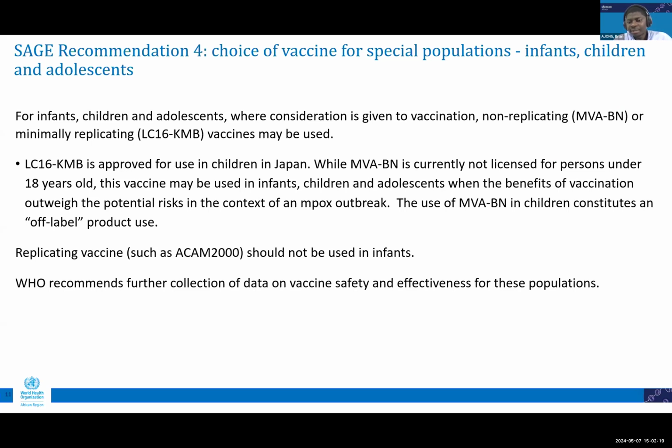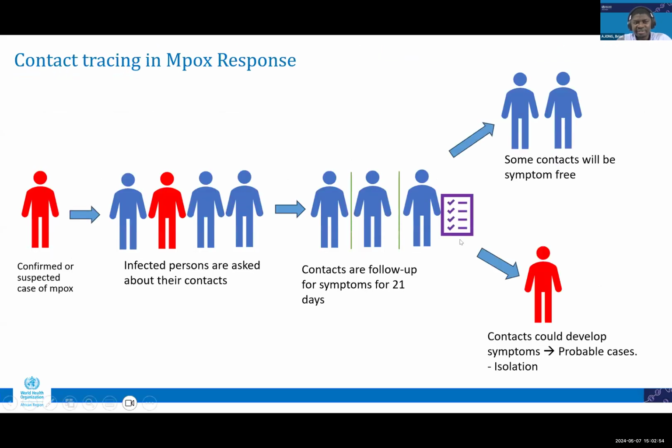Nonetheless, in exceptional cases, the MVA vaccine can be used, but this would constitute an off-label use, and WHO recommends that in this case, the vaccine should be deployed with good studies in place that can document any safety concerns or any safety issues that may come up. Minimally replicating vaccines such as ACAM 2000 are not recommended to be used in infants.